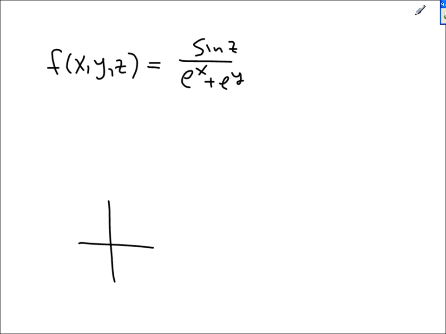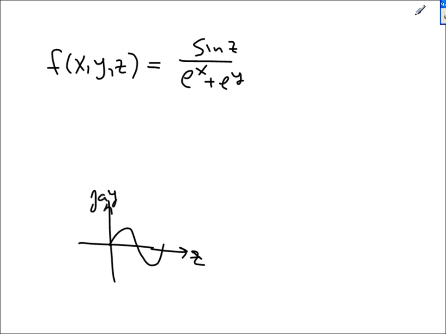Suppose you have f of x, y, z equal to the sine of z divided by e to the x plus e to the y. Now, sine of z is a continuous function. The only big deal is the angle is called z. The height, call it y. It doesn't matter what you call it. Call it j.